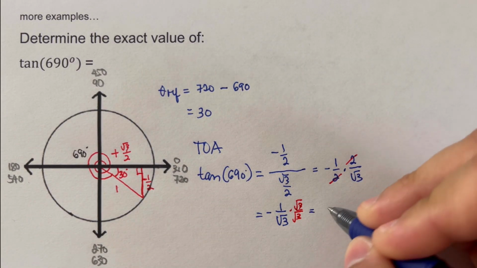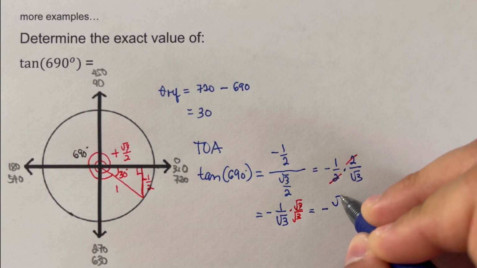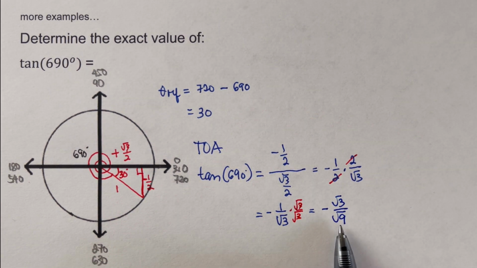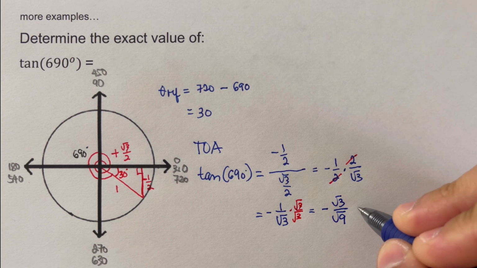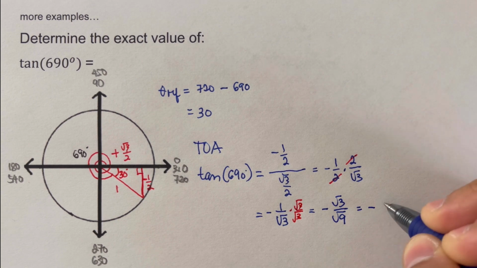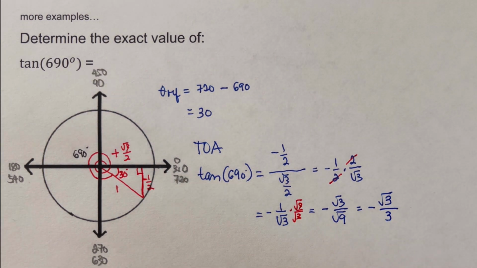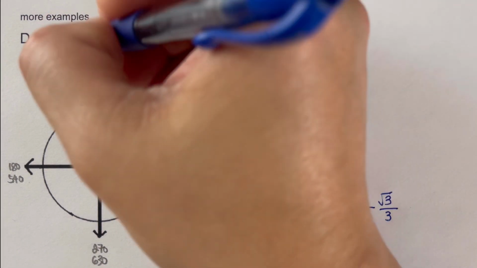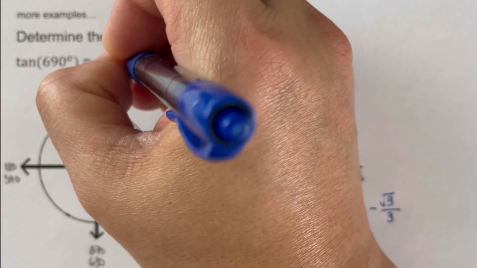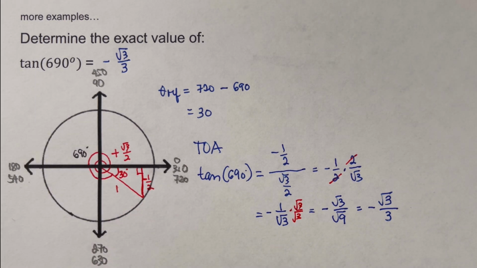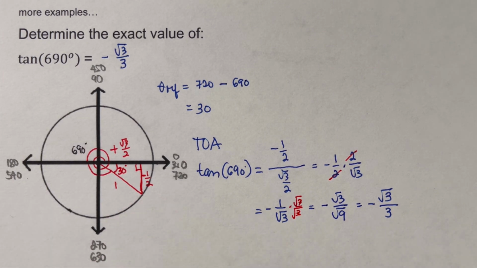So this gives us negative square root of 3 over square root of 9, where square root of 9 is actually 3. So then we can go ahead and say that the value is actually square root of 3 over 3, and the value here is negative. So we can go ahead and write that up here. So that is negative square root of 3 over 3 is the exact value for tangent 690. Did you get the same answer as this?